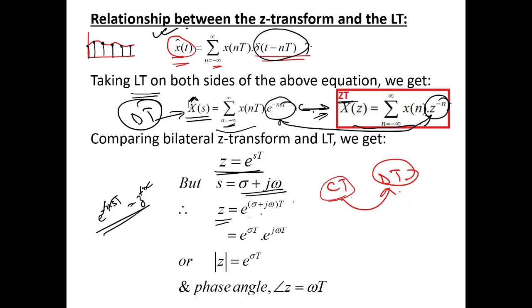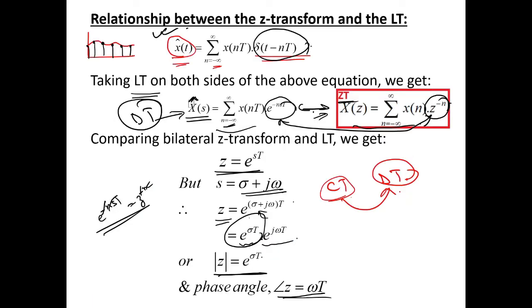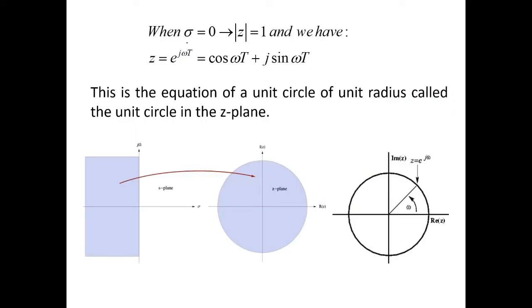So just break this into e to the power sigma T, you get the real component, and the complex component comes out to be e to the power j omega T. Okay. So modulus of z is always the real term, e to the power sigma T, and the phase angle is omega T. Okay. Now when sigma is equal to 0, this whole term becomes 1, modulus of 1.